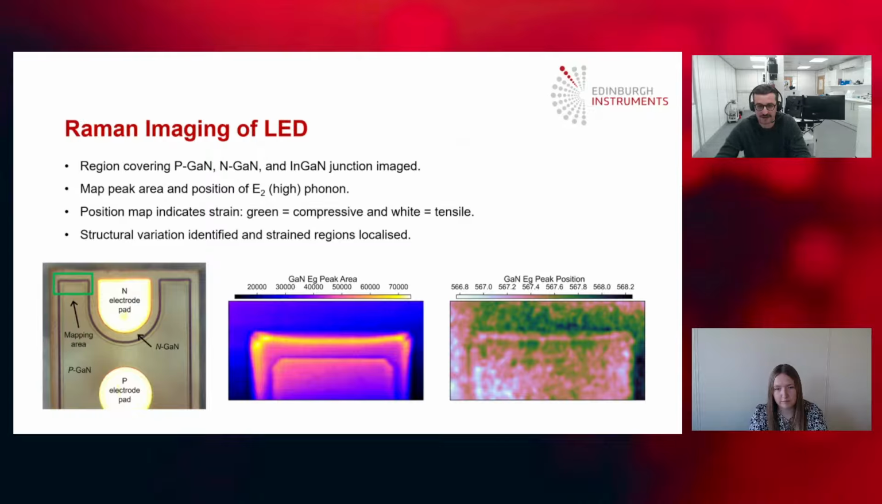Strain directly affects the band structure of GaN, which we'll see in a minute, so this impacts the efficiency of the light emission. In areas under compressive strain, for example, you may have trapped charge carriers that scatter phonons more strongly, so it changes the overall optical performance of the material. By mapping it in this way, we can pinpoint structural variations across the P-GaN, the N-GaN, and the junction, which is where the light's actually generated. So Raman gives us a direct, non-destructive tool for linking strain to device functionality.